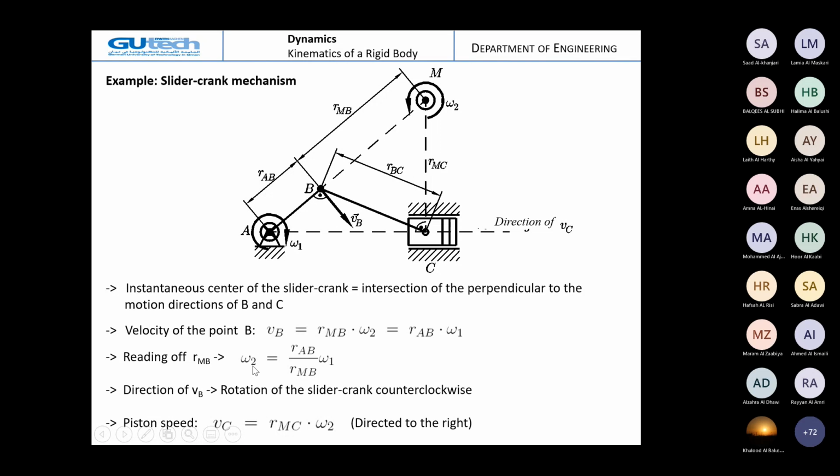Getting omega 2, now we know the direction of VC. We know the distance between the two points M and C. In this case, by calculating omega 2, we come here and we get the velocity VC. This is the principle, and we will see an example in the tutorial.